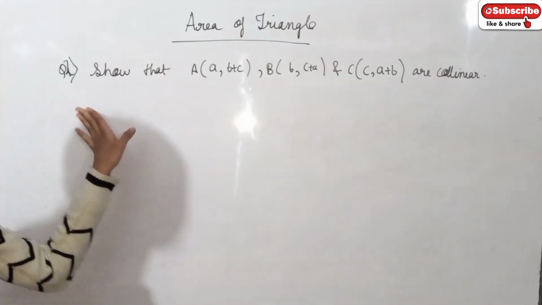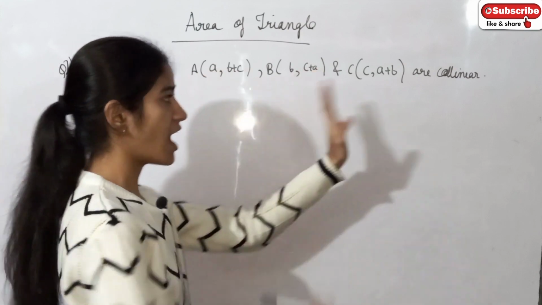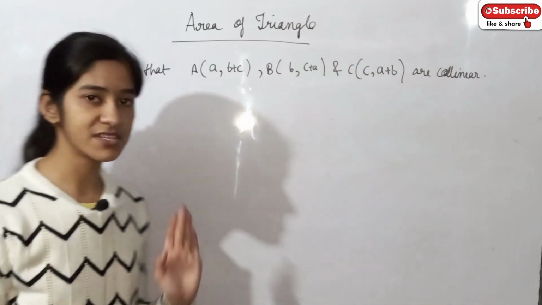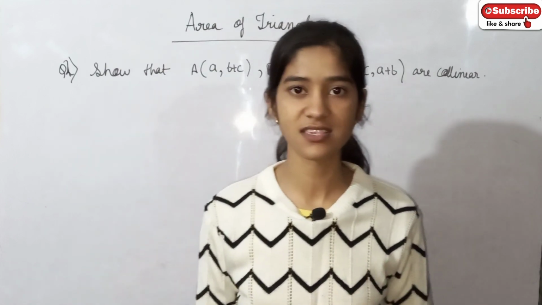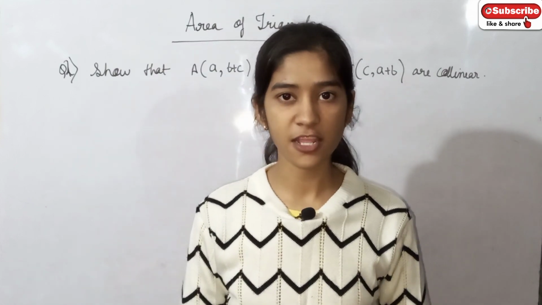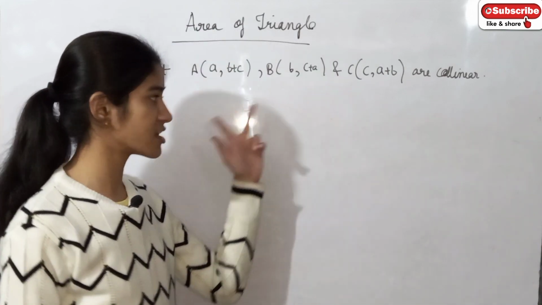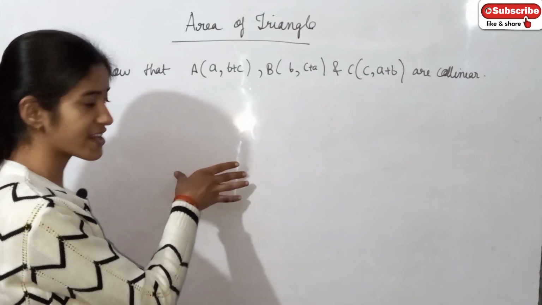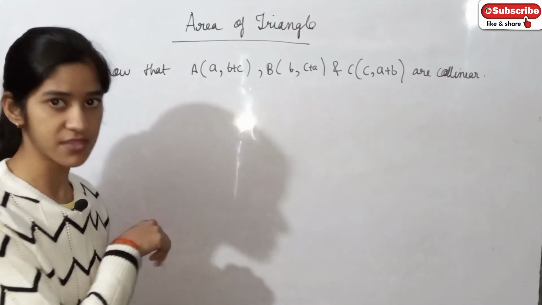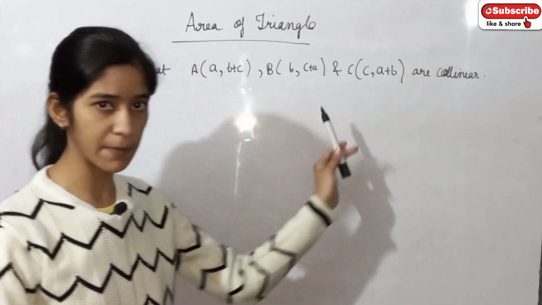Now question number 2: show that the coordinates A, B and C are collinear or not. We have discussed that if the coordinates or vertices lie on the same line, the area formed by them is equal to 0. So we simply put these coordinates in the form of a determinant and evaluate it. If it gives 0, then we can say that the coordinates are collinear, meaning they are lying on the same line.